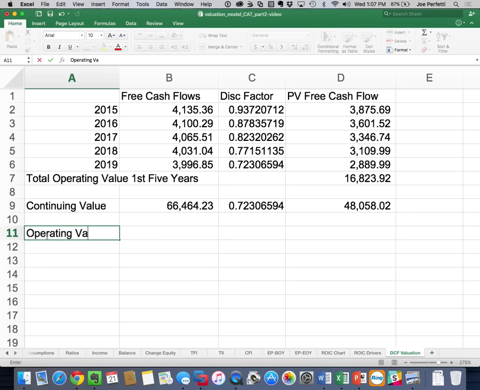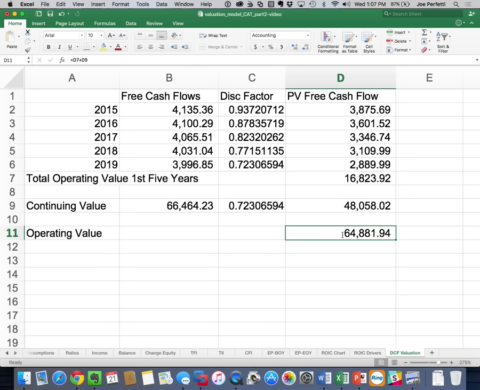So that my operating value of CAT is going to be the $16.8 billion plus the $48 billion, or 64,881.94. Okay, so that is my forecast, assuming my ratios come true, of the operating value of CAT.